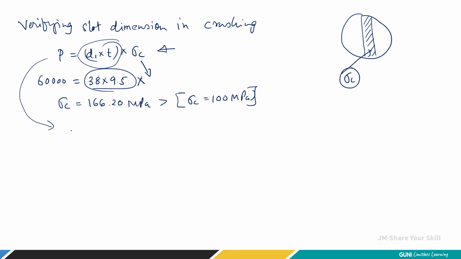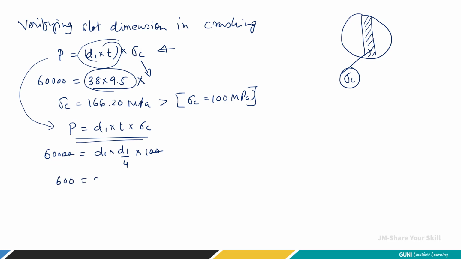Okay, so let's use the same equations, d1 into t into sigma c. From this equation we are going to find this dimension again. So 60,000 here, d1 we are going to replace the value of t, and the permissible value of compressive stress is given 100. So you can cancel out this 20. So 600 d1 square by 4.